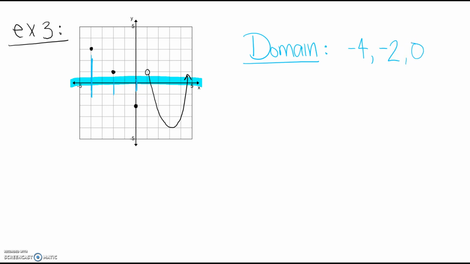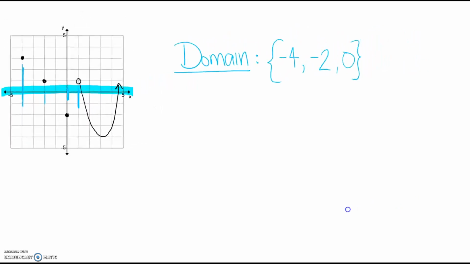Now since I'm listing numbers, that's going to be set notation, so we use curly brackets. But we're not done, because we have another value here at +1. So what we're going to use now is union, which is a U. This union symbol means and. So our domain is -4, -2, 0, and +1. But there's a hole at +1, so we have a soft bracket.